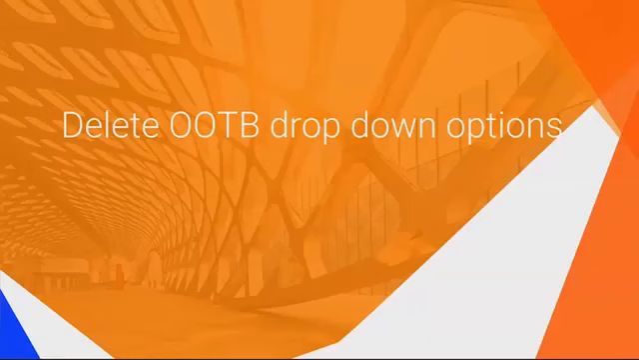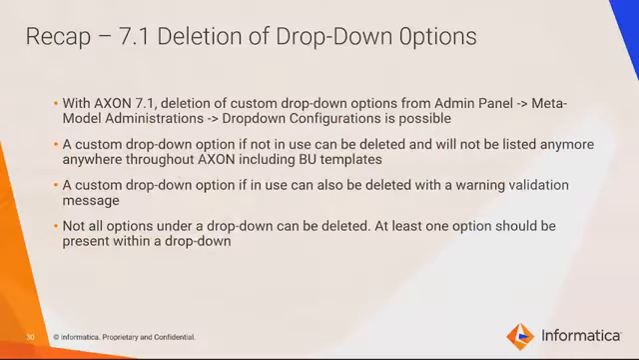Moving on, let's talk about the out-of-the-box drop-down options, which can be deleted. This was already introduced in 7.1, but we had restrictions wherein the mandatory field or the default drop-down values we were not able to delete or update, or the out-of-the-box values of the custom drop-down fields were not able to be deleted. Now with 7.2.1, users can delete or update that.